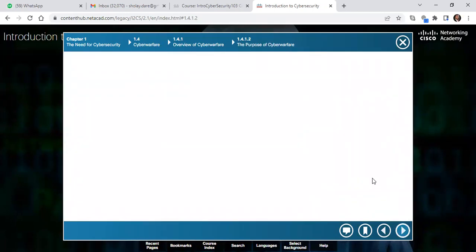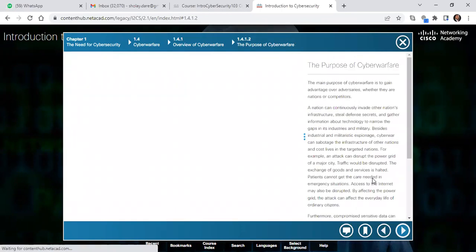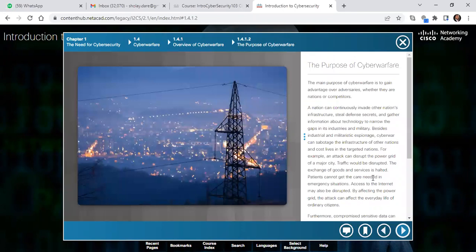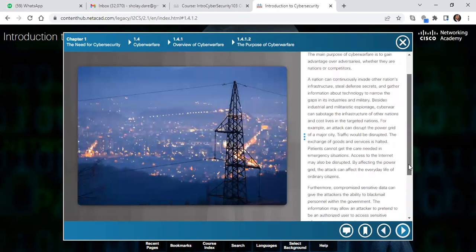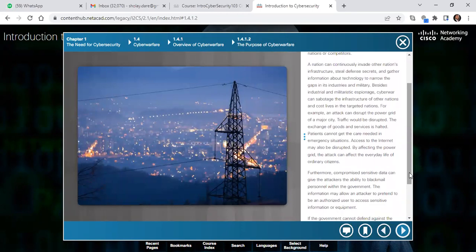So what's the purpose of cyber warfare? Why do we have cyber warfare? The main purpose of cyber warfare is to gain advantage over adversaries, whether they are nations or competitors. That is when cyber warfare is used. So a nation can continuously invade other nations' infrastructure, steal defense secrets, and gather information about technology to narrow the gaps in these industries and military.